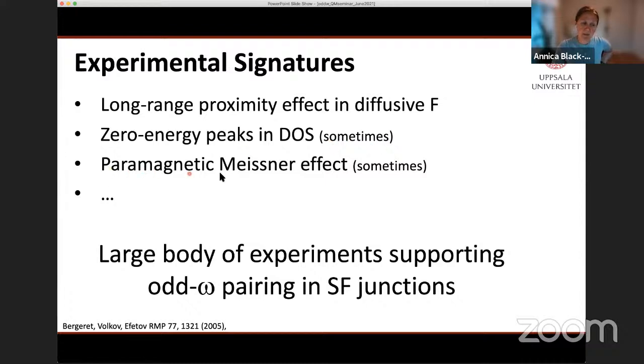Many of these systems have a paramagnetic Meissner effect that you can directly relate to the odd frequency correlations, though it doesn't quite happen all the time. And there are a number of other things I haven't listed here. But again, I would say there is a reasonably large body of experience supporting that you have odd frequency pairing in this SF junction. So therefore, I like to call this SF junction the traditional odd frequency system.